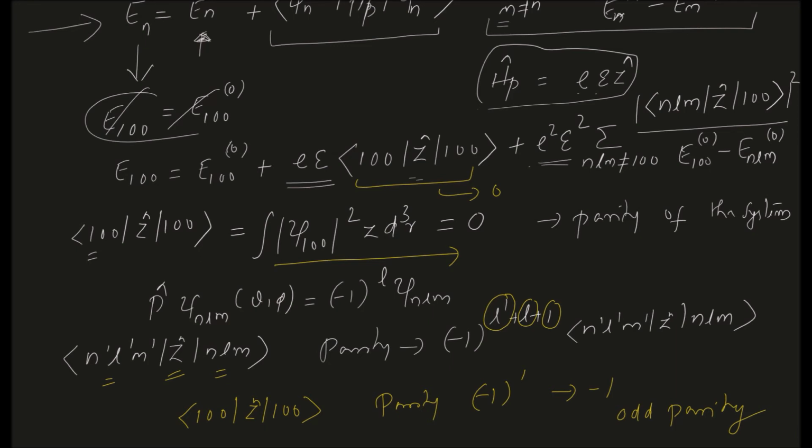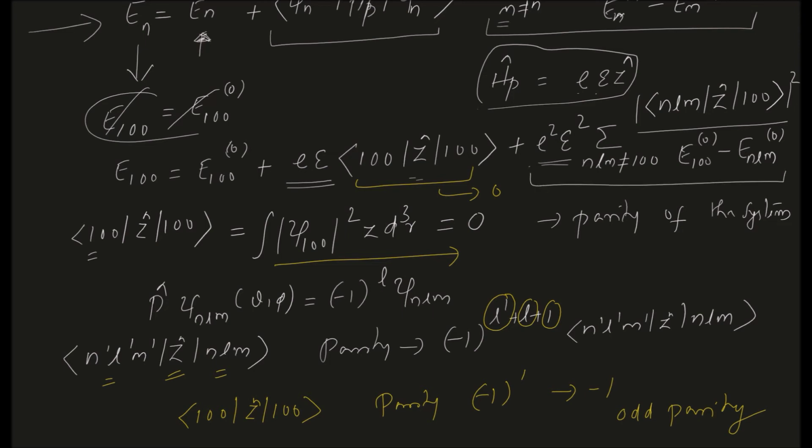So this means that there can be no correction term to the energy which is proportional to the electric field, and hence we say that there is no linear Stark effect. And the physics behind this is that when the hydrogen atom is in its ground state, it has no permanent electric dipole moment, so it is not going to be affected by the external electric field. So the linear Stark effect is not there. Okay.